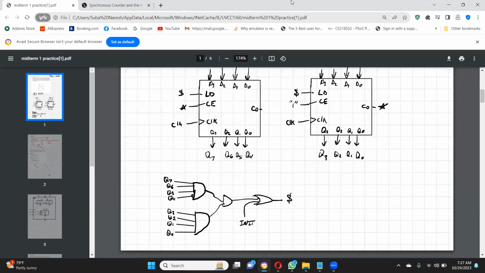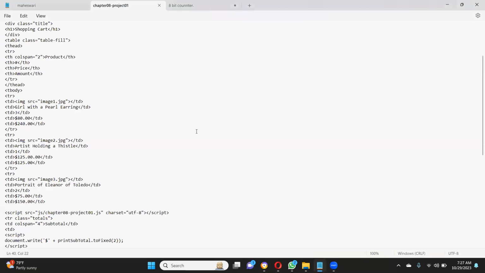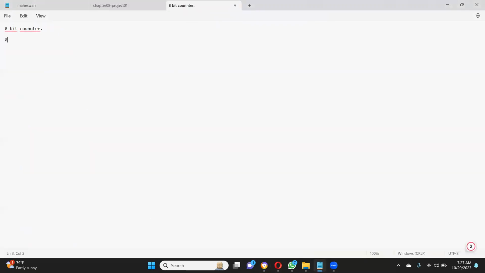When Q0 through Q7, these logical gates are used to count from 48 to 239. If you don't have these logical gates, it will count from 0000 0000 to 1111 1111, like this. I mean 0 to 255, right?